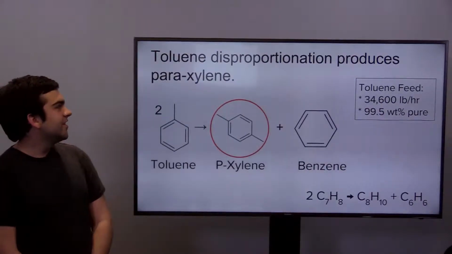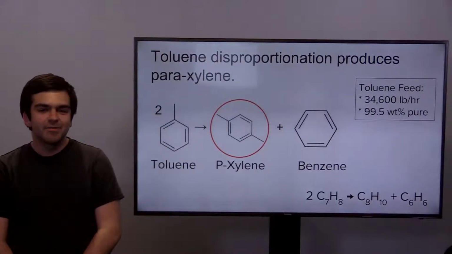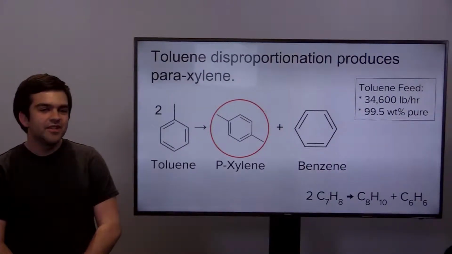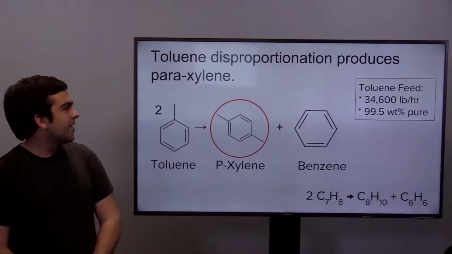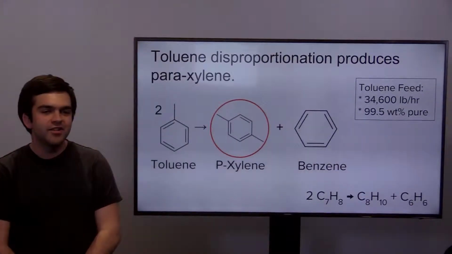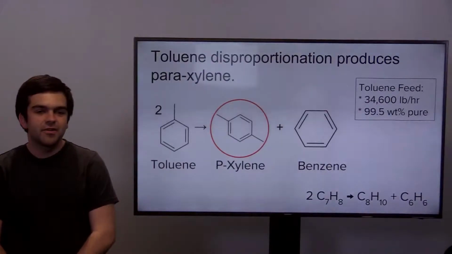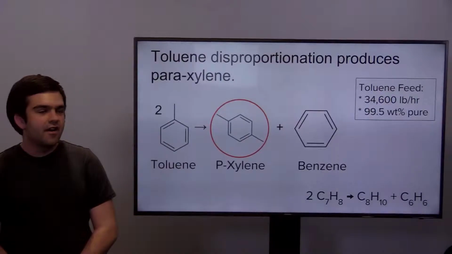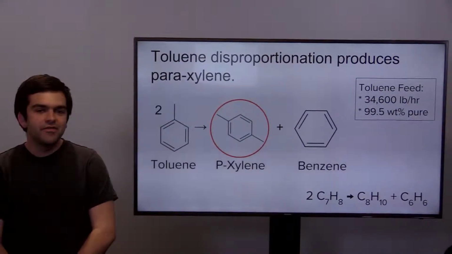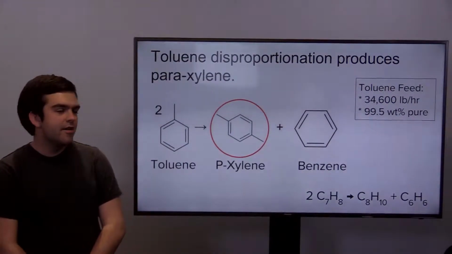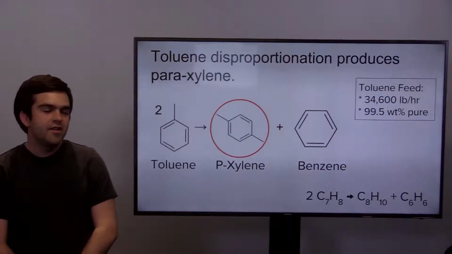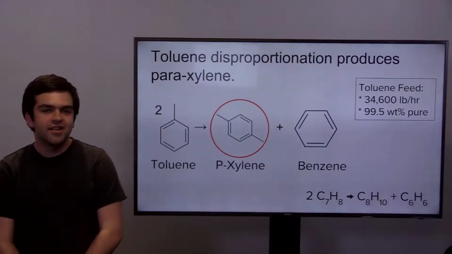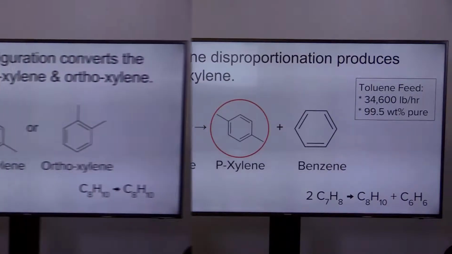As Morgan mentioned, we produce paraxylene in our plant. In order to do this, paraxylene is produced through a toluene disproportionation reaction, where toluene is fed into our reactor and paraxylene and benzene are produced. The mandated toluene feed for this plant design is 34,600 pounds per hour, and it has a 99.5 weight percent purity.